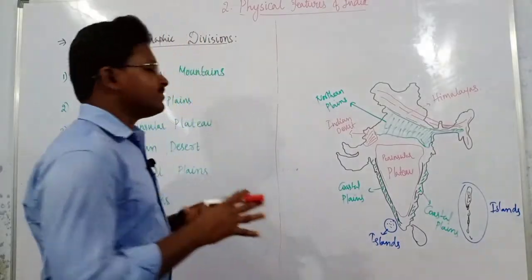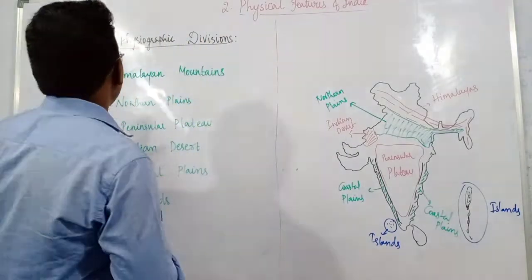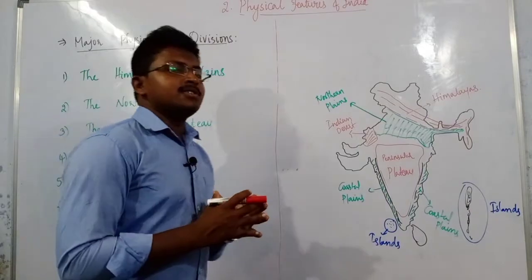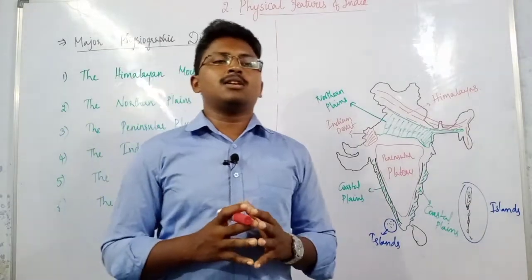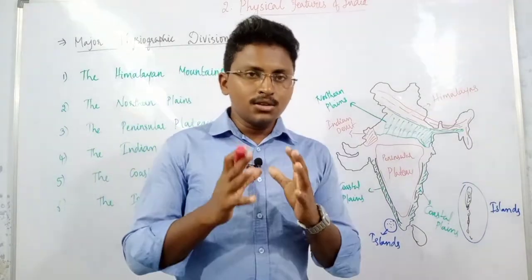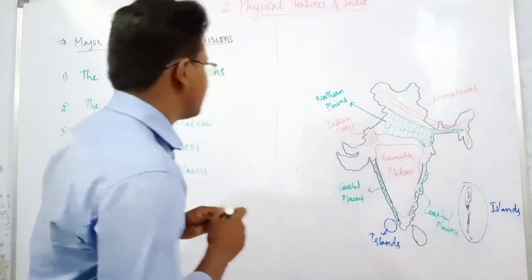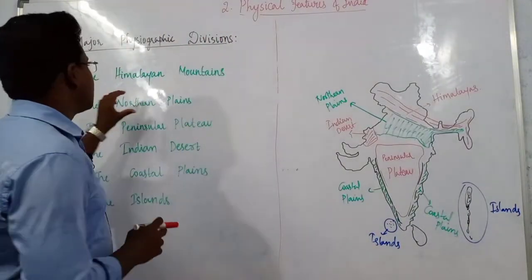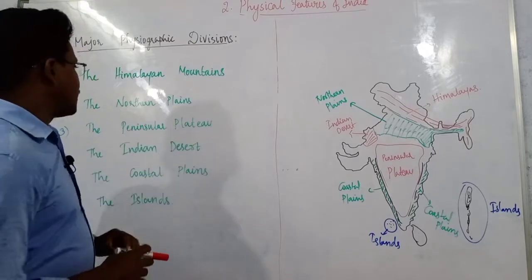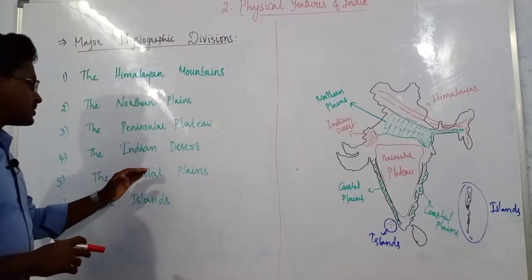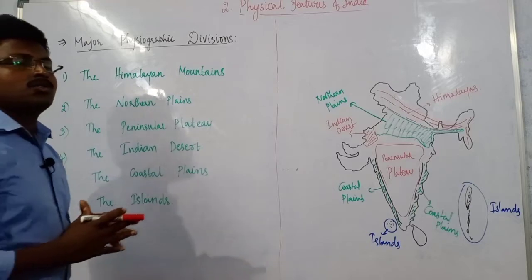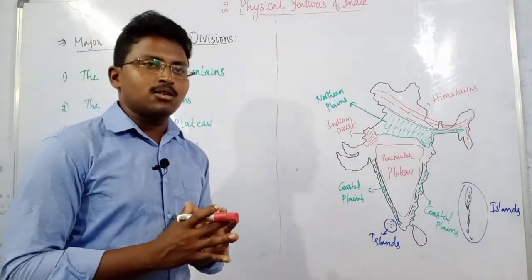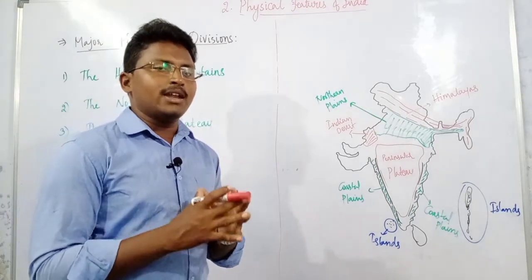Mainly, in India we have 6 major physical divisions in our country. So what are these 6 physical divisions? The first one is the Himalayan Mountains, then the Northern Plains, the Peninsular Plateau, the Indian Desert, coastal plains as well as islands. So a total of 6 major physiographic divisions are there in our country.